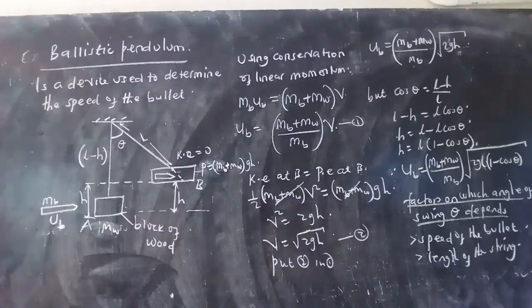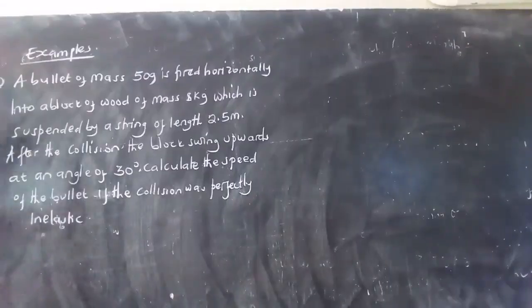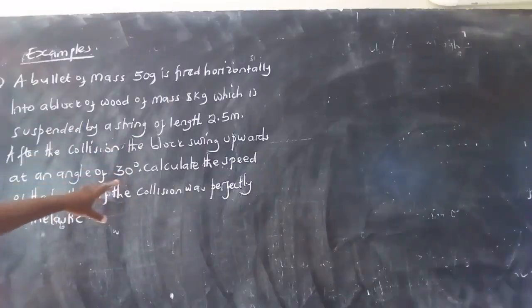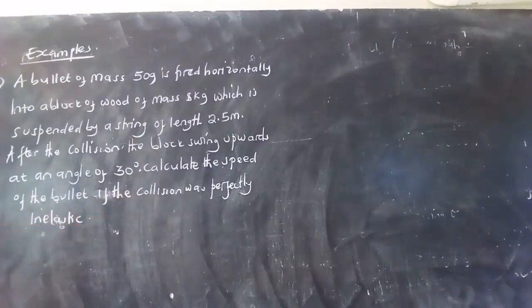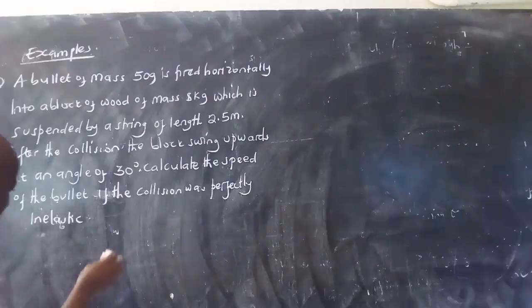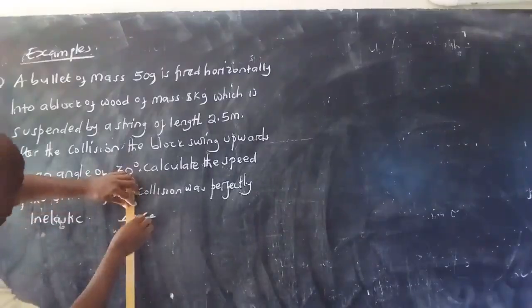Then let us go and look at examples. A bullet of mass 50 grams is fired horizontally into a block of wood of mass 8 kilograms, which is suspended by a string of length 2.5 meters. After the collision, the block swings upwards at an angle of 30 degrees to the vertical. Calculate the speed of the bullet if the collision was perfectly inelastic. So we can first sketch. Let's sketch it here so that we can have enough space.